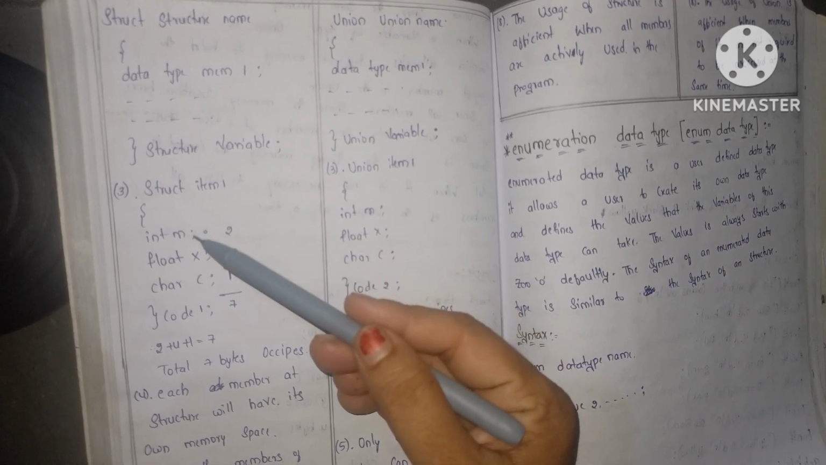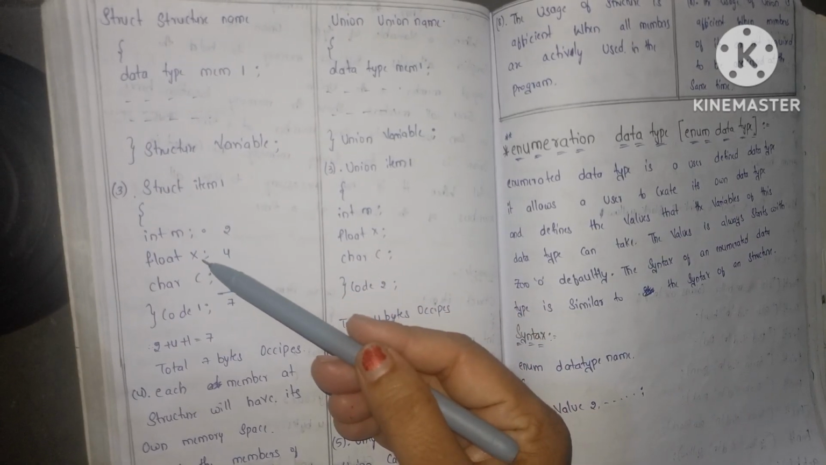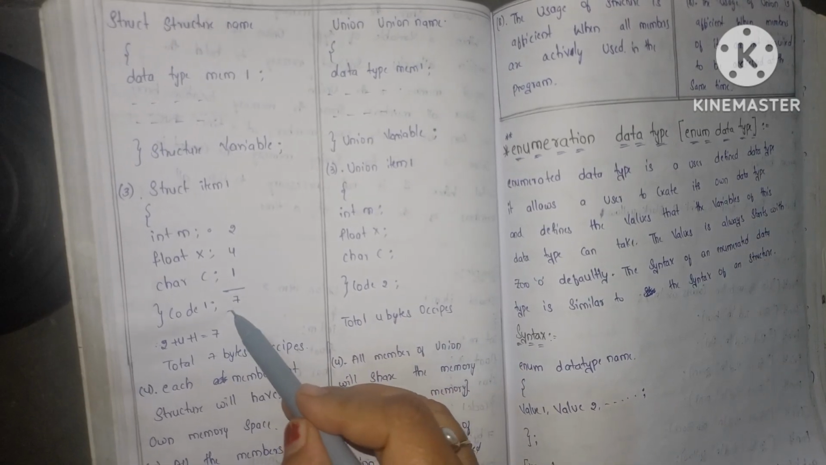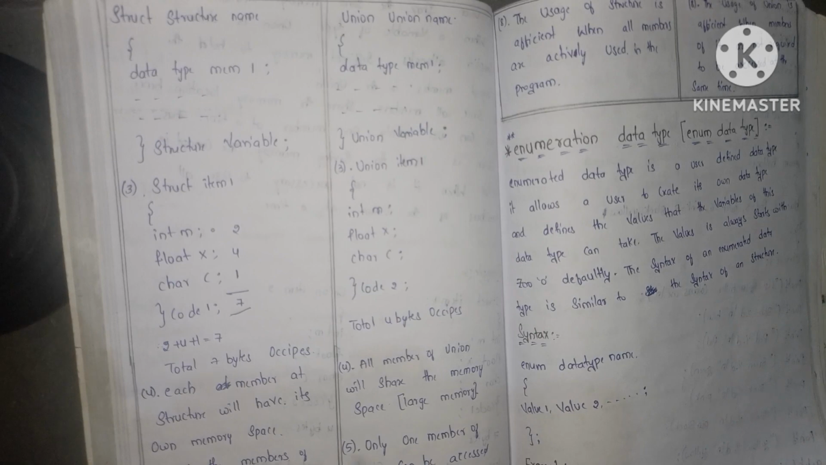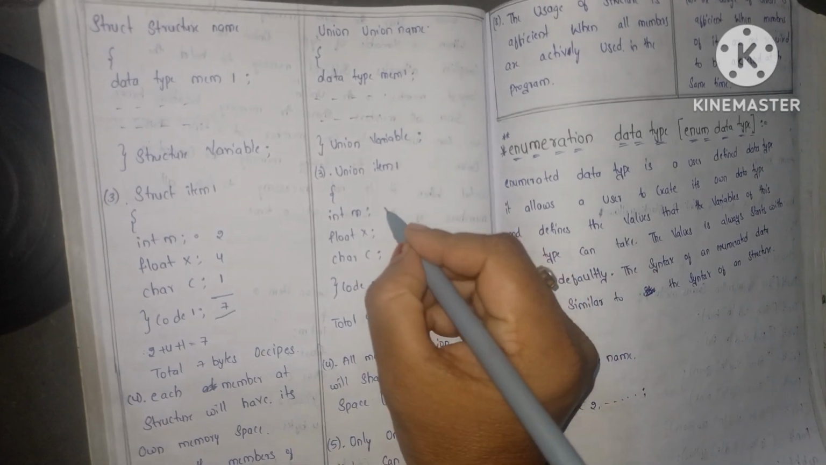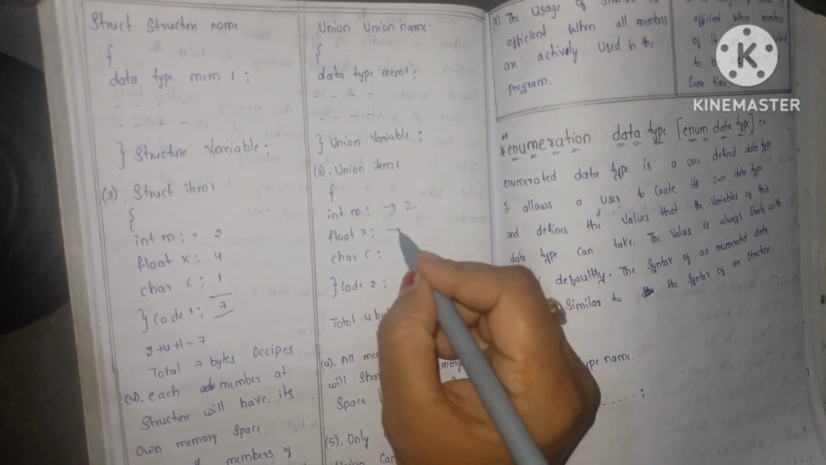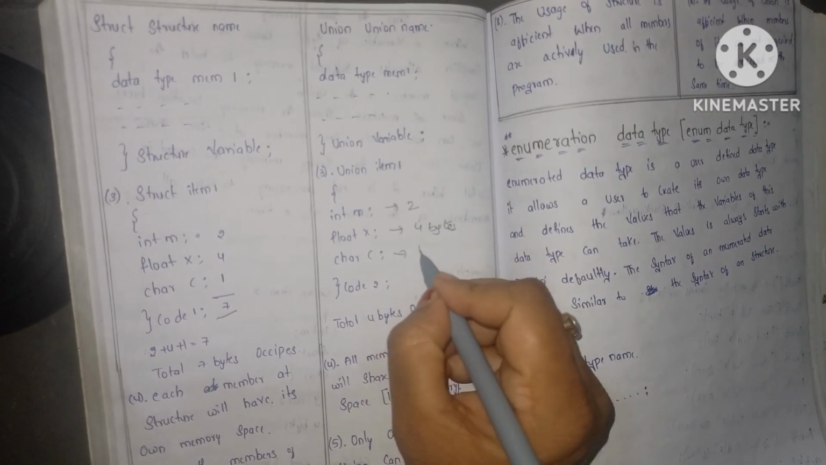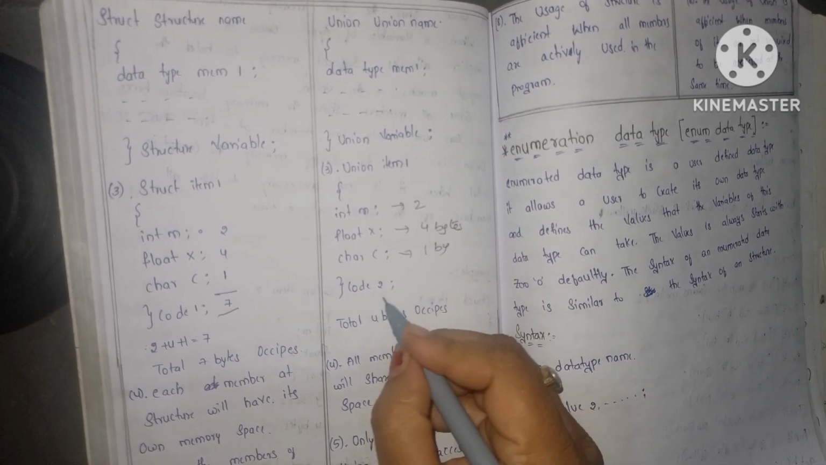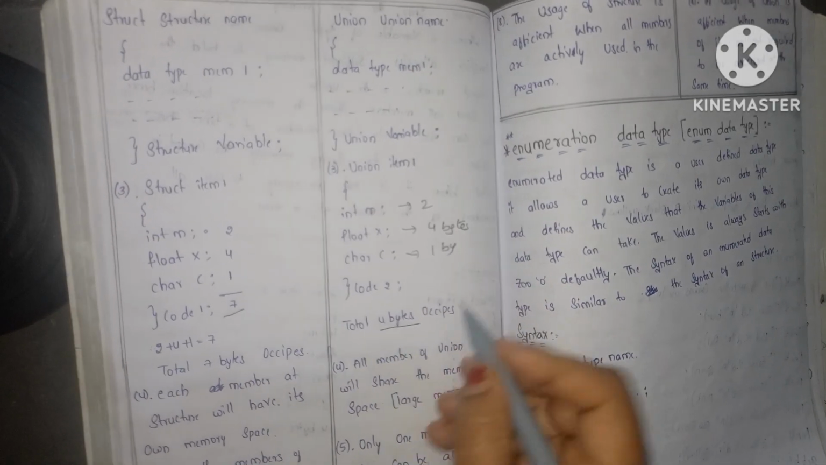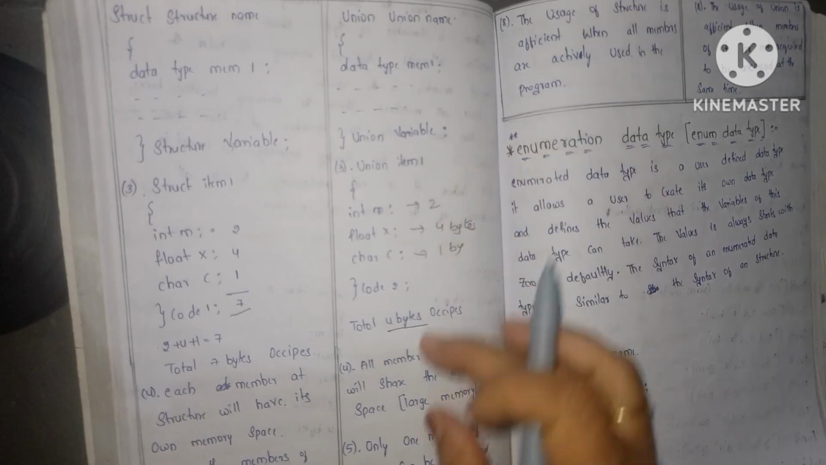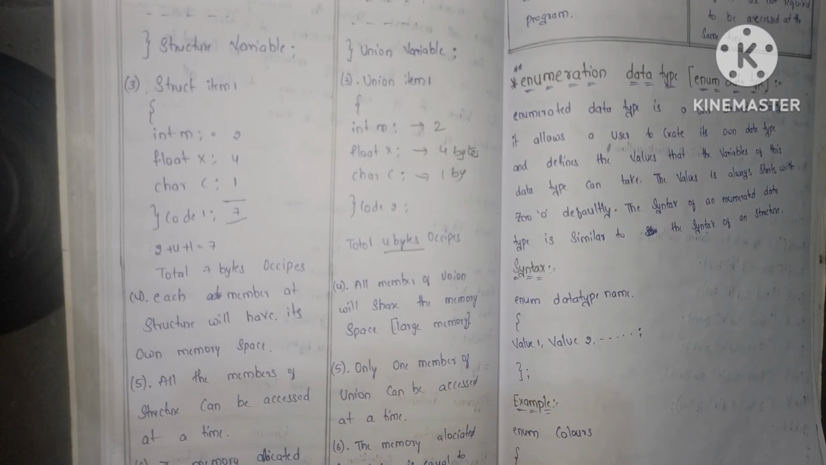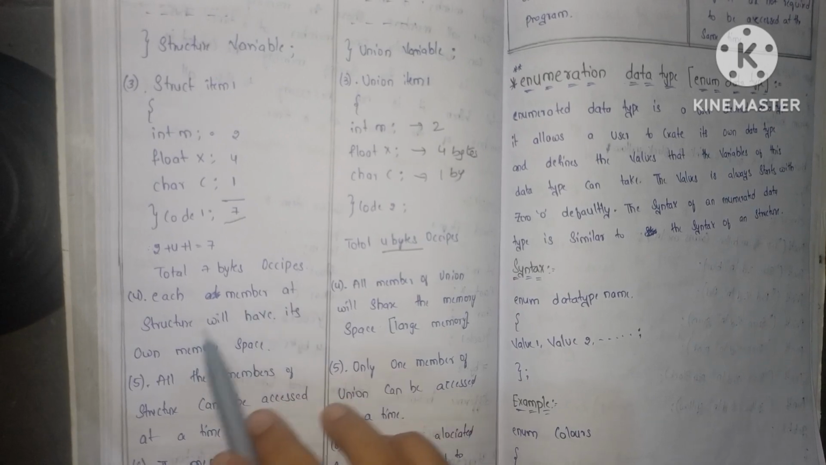Here is an example. Struct item 1. How many variables are there? There are 3 different variables with 3 different data types: one is integer, one is float, one is character. Same thing for union also. Union item 1 M X C. M occupies 2 bytes because it is integer, float occupies 4 bytes, character occupies 1 byte. Whichever is the highest data type, that much memory is allotted for the union. So 4 bytes is allotted for the union. In the structure, the same example, 7 bytes are allotted.